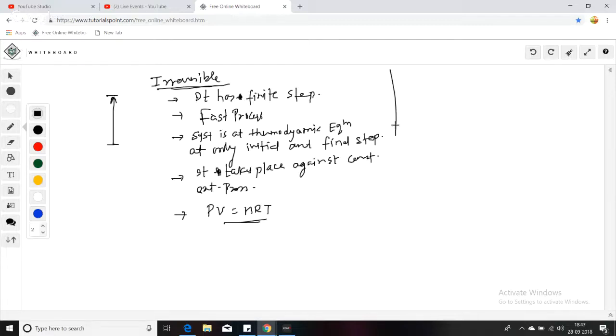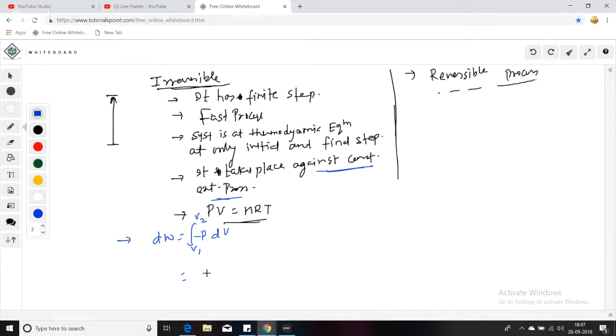Now, the next, for reversible process, you write down. One more thing: in any work done calculation, dW equals minus P dV, from V1 to V2. If you have to do it for an irreversible process, we can simply take this pressure outside, because it takes place against a constant external pressure. So we take this minus P outside, integral V1 to V2 of dV, which finally gives us minus P delta V as the work done in an irreversible process.